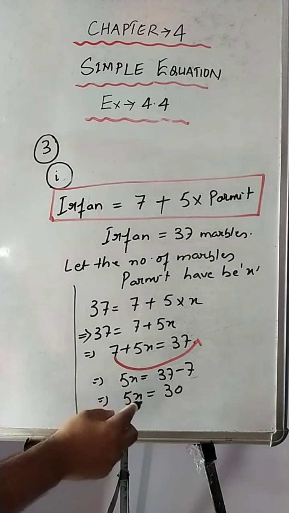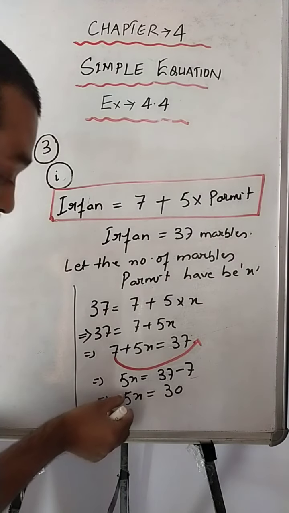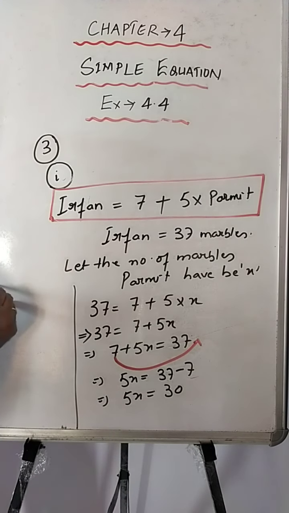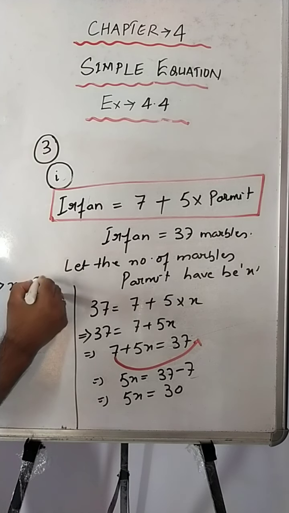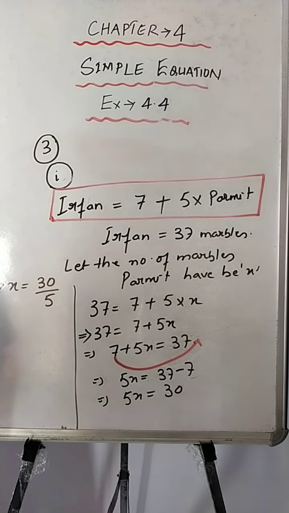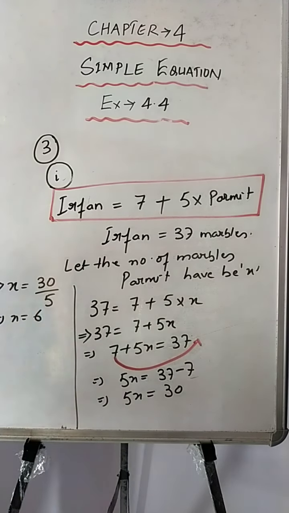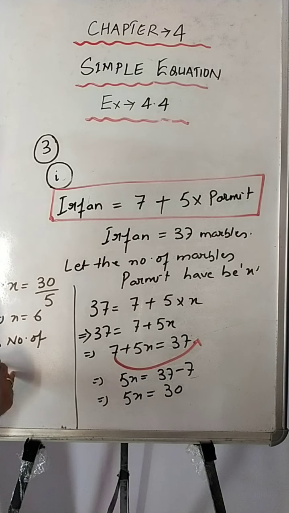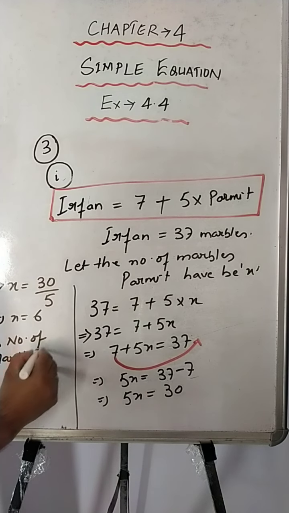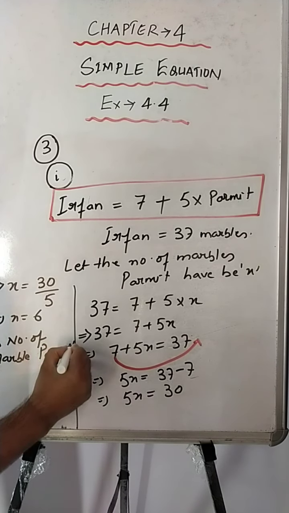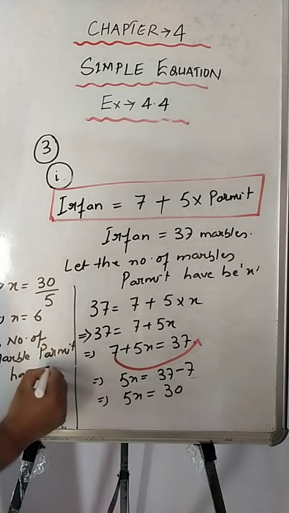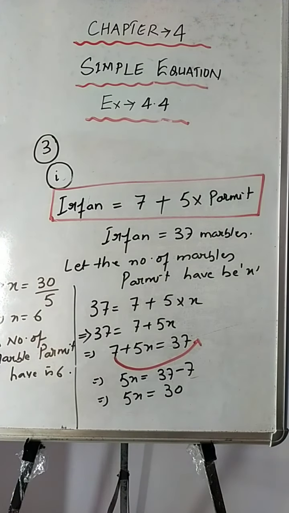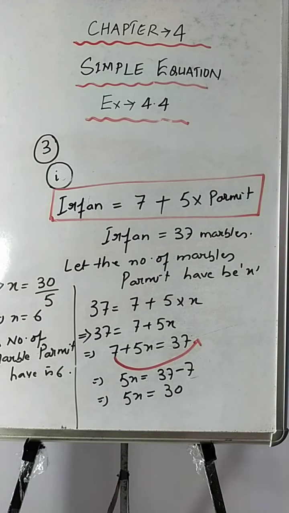Now we have to find the value of x. So we have to transpose this 5 towards the right hand side. So x would be equal to 30 by 5. And the final answer we'll get is 6. That means the number of marbles Parmit has is 6. So we will write, therefore, the number of marbles Parmit has is 6. This is how we'll conclude sum number 1 of question number 3.